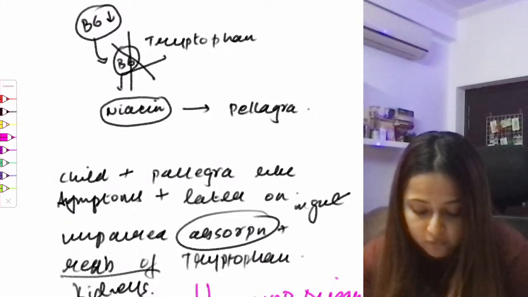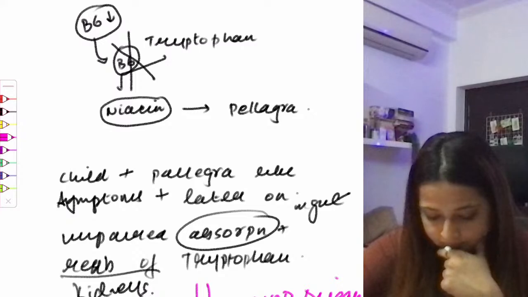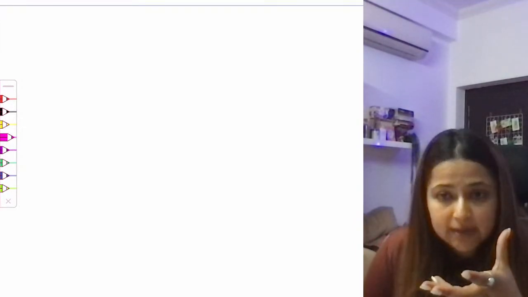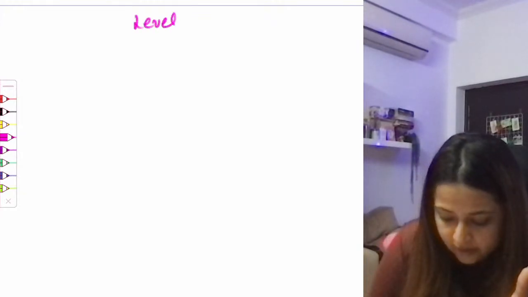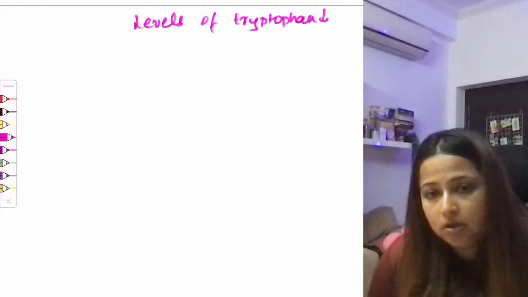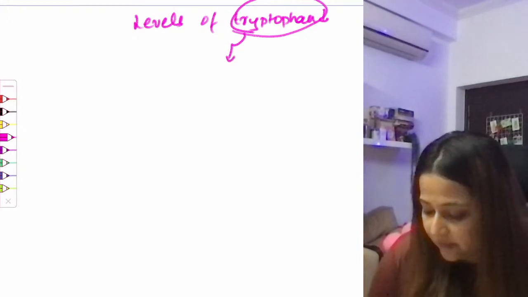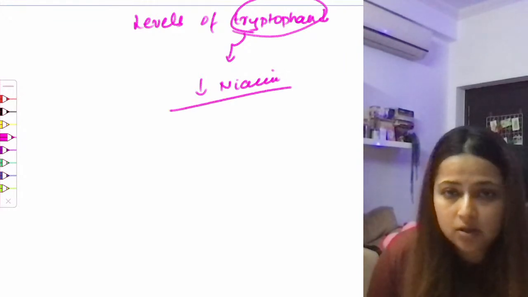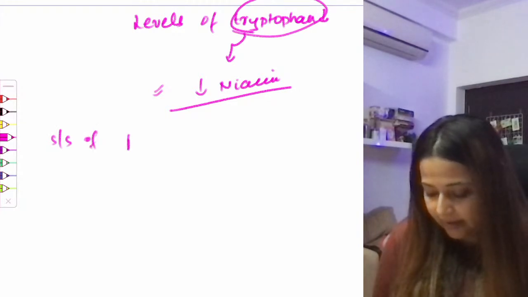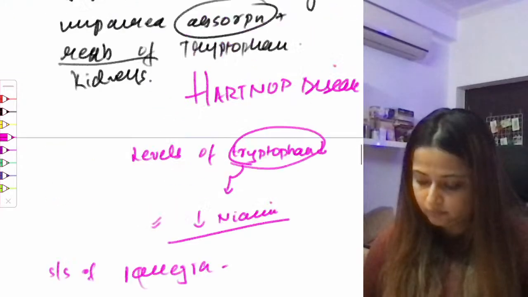So guys, what is going to happen if tryptophan is not getting absorbed by the intestine and not getting reabsorbed by the kidneys? What are your thoughts about it? The levels of tryptophan in the body will be reduced, because neither is it getting absorbed properly nor reabsorbed by the kidneys. If tryptophan is less, obviously we would have less niacin, because tryptophan is the precursor of niacin. That is why patients of Hartnup disease also present with the signs and symptoms of pellagra. So this is a very important concept. Please keep this in mind.